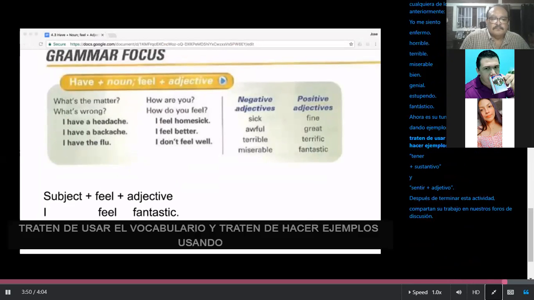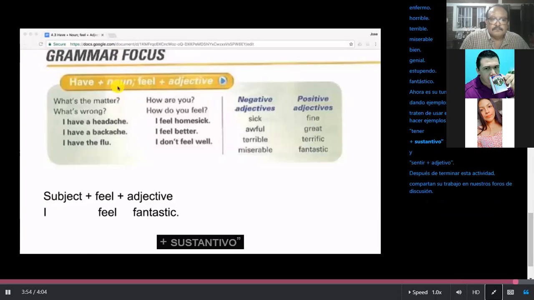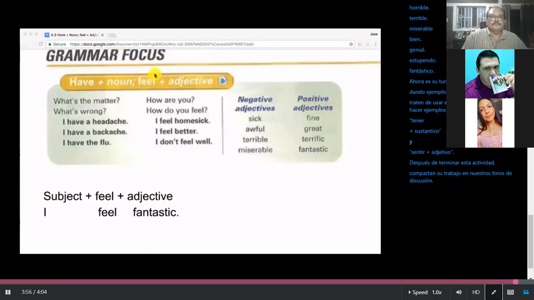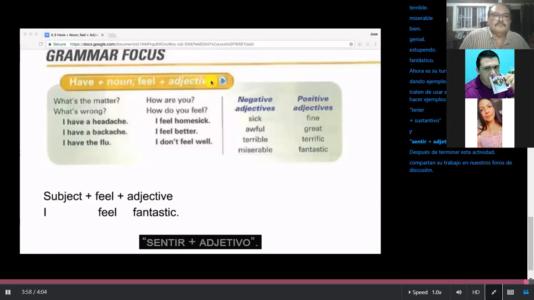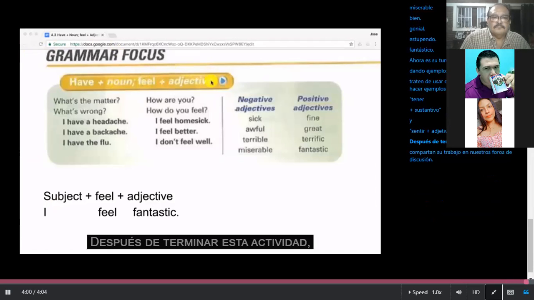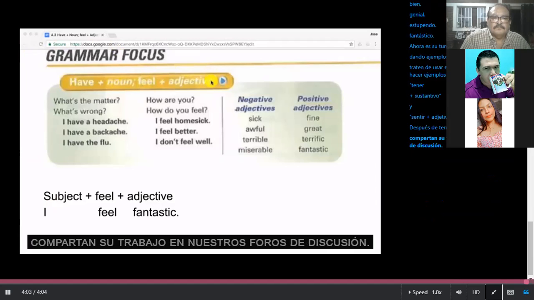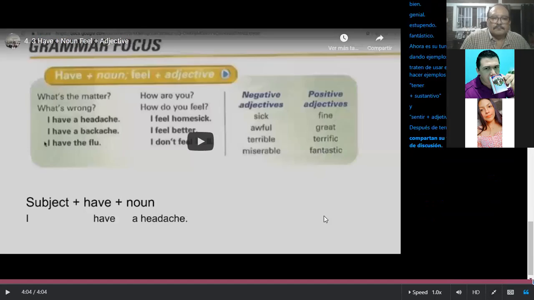Try to use the vocabulary and try to make examples using have plus noun and feel plus adjective. After you finish this activity, share your work in our discussion forums.